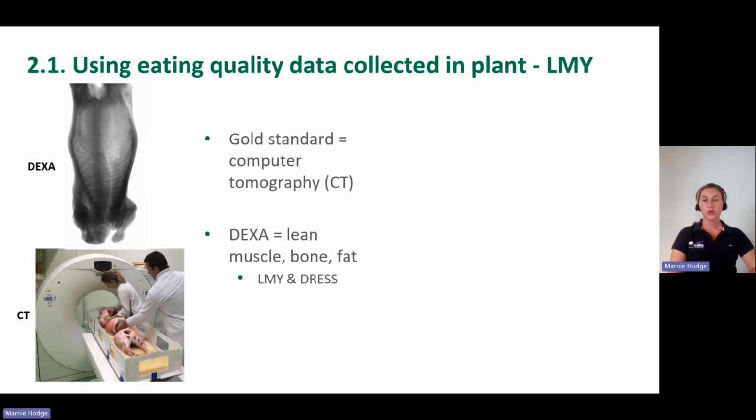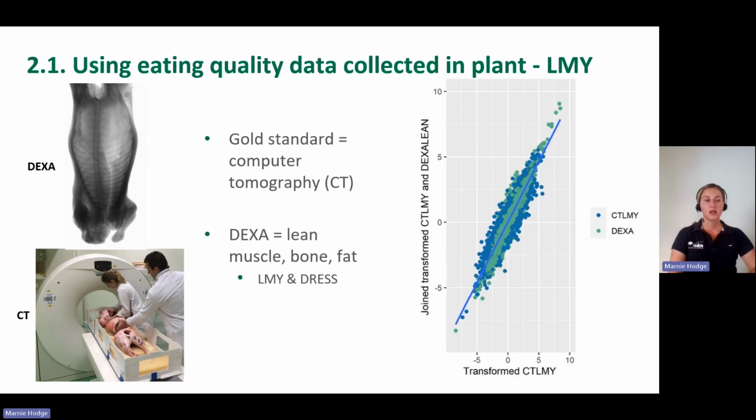Moving on to lean meat yield, we know that the gold standard is collection via a CT machine or computer tomography machine, which is pictured below. But we can also collect lean meat yield data via a DEXA device, which collects lean muscle, bone, and fat, and this can be used to inform lean meat yield and dressing breeding values. Again, with this graph, we've got the gold standard, which is CT lean meat yield breeding values plotted on the x-axis against breeding values for both CT lean meat yield and DEXA. And we again see a very high genetic correlation between these two.